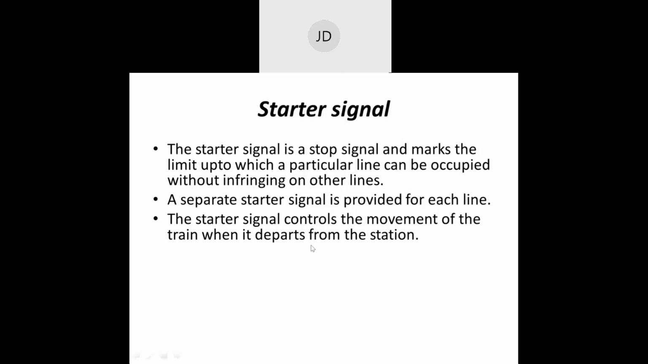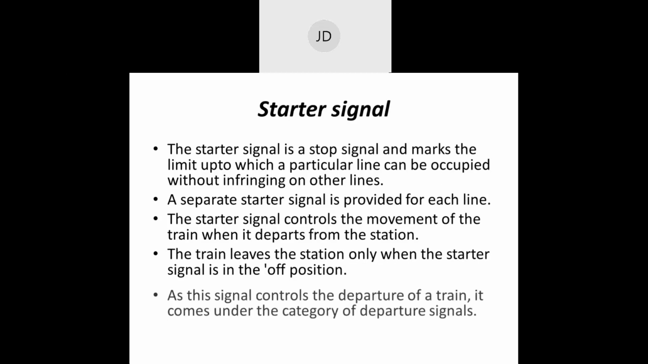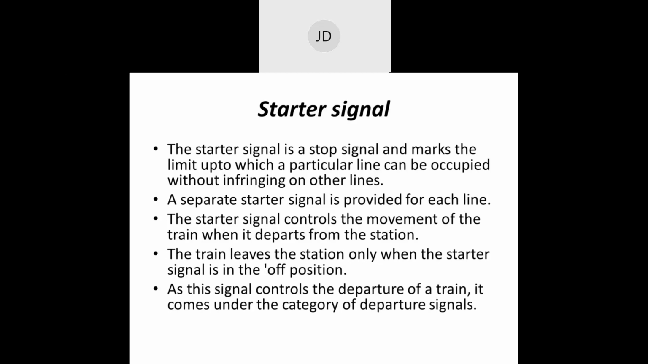Since a starter signal deals with the departure of a train from a station, the train leaves the station only when the starter signal is in the off position. Whenever a starter signal is in the active or on position, a train cannot go from the station. A train will move away from a station only when the starter signal is off. As this signal controls the departure of a train, it comes under the category of departure signal. So you have to remember these things. An example of a departure signal is the starter signal.